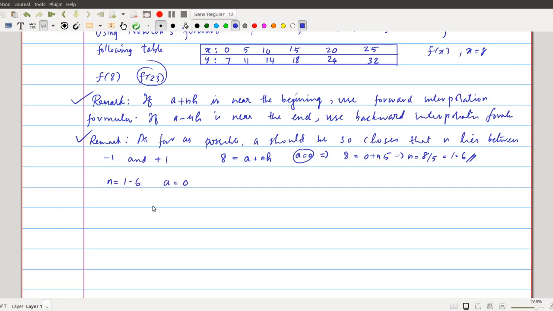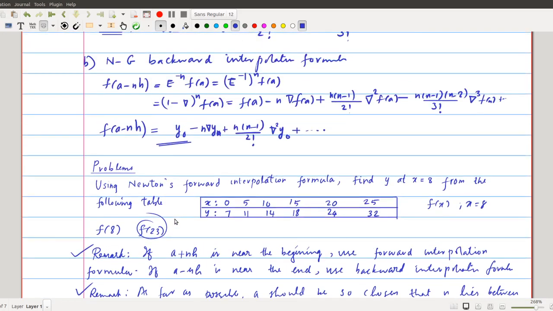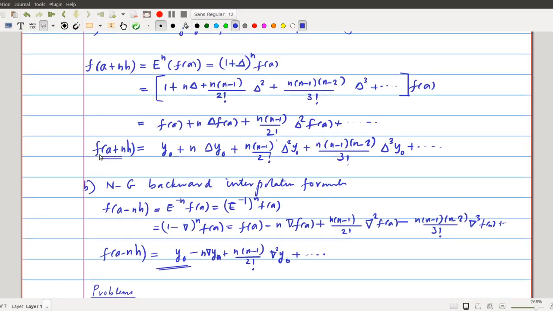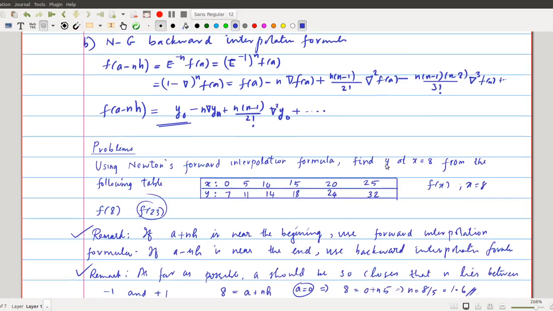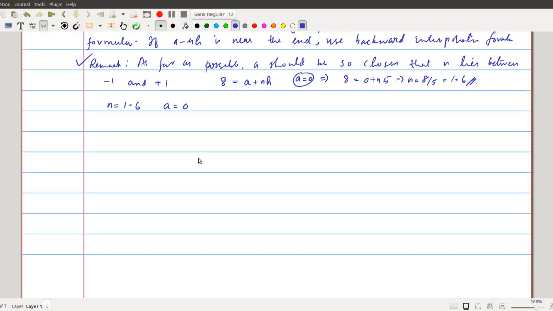Now consider the table. We need to evaluate f of 8. In order to get f of 8, you need to evaluate this right hand side. To find the right hand side, we need to evaluate y0, delta y0, delta square y0, delta cube y0, etc. So first of all we have to evaluate the table, the forward difference table.